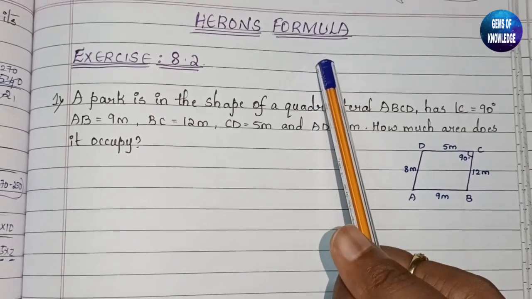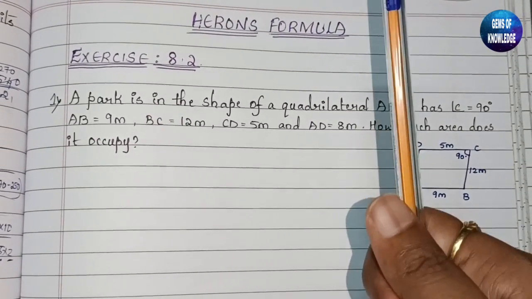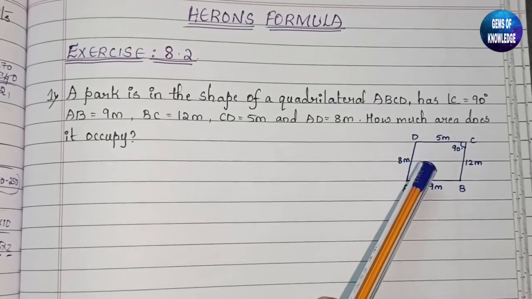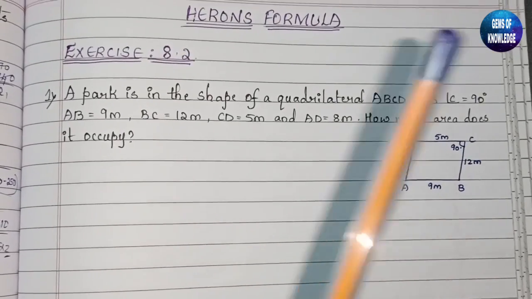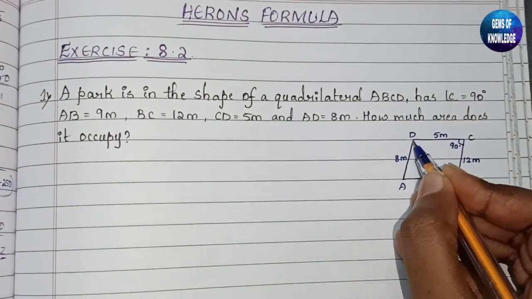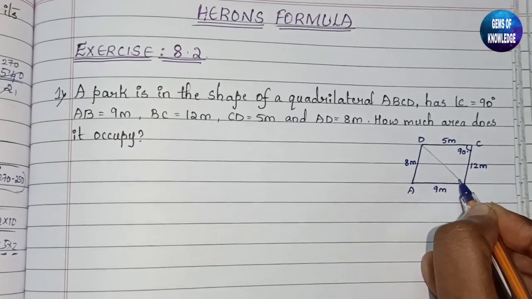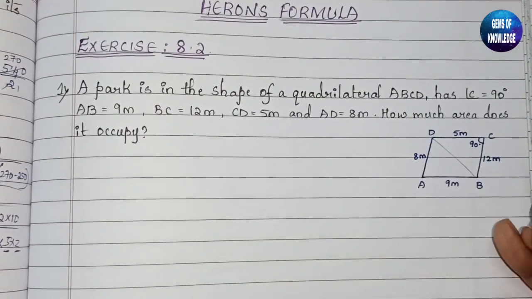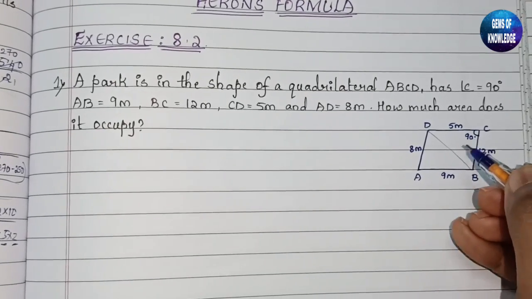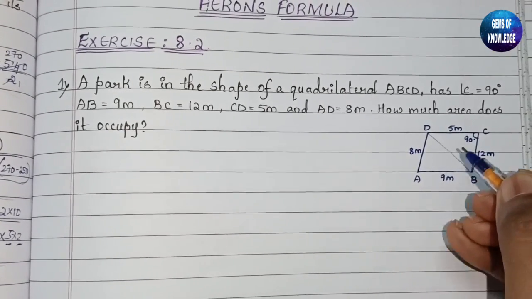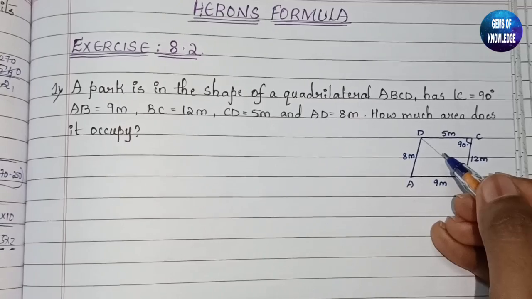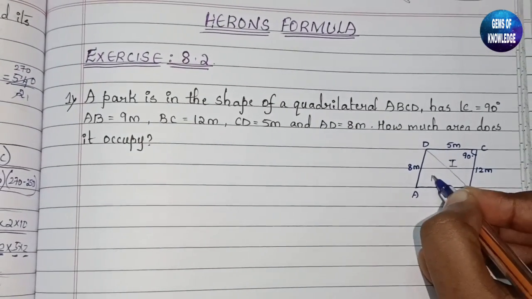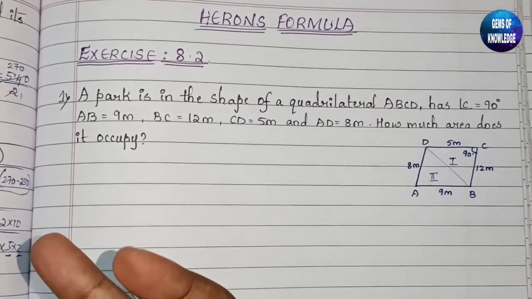So according to Heron's formula, we know that it only works on triangles and not on quadrilaterals. So what we need to do is convert this quadrilateral into triangles. How can we do it? So this is the way to do it. If we join B and D, we'll get this quadrilateral into two parts, and both the parts are triangles. Now you can see, if we consider this to be the first triangle and this to be the second triangle, how we can solve this.